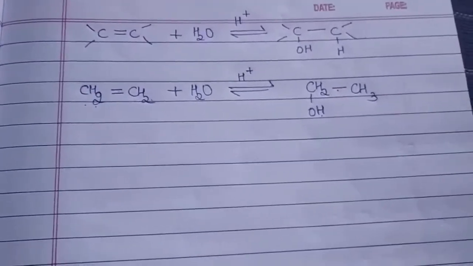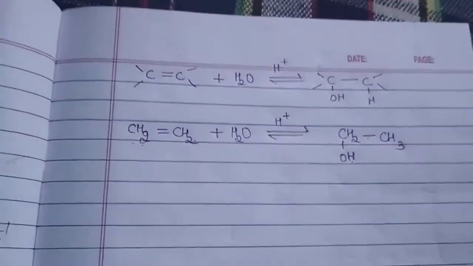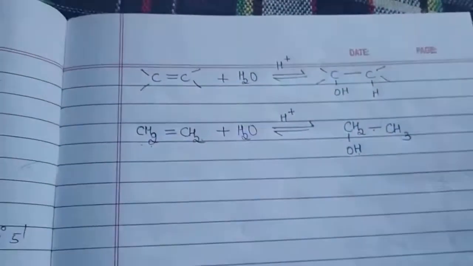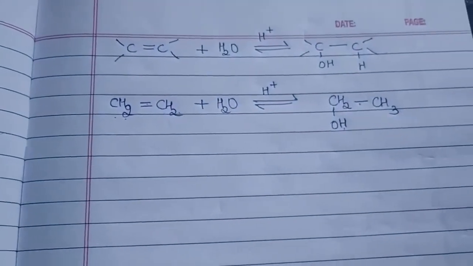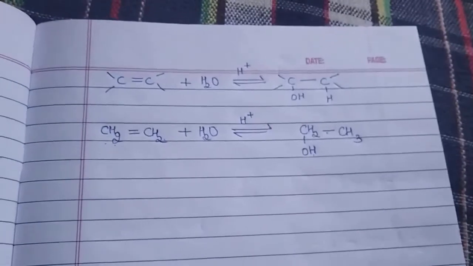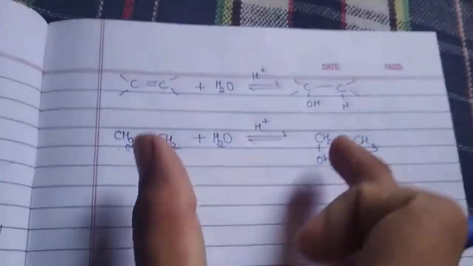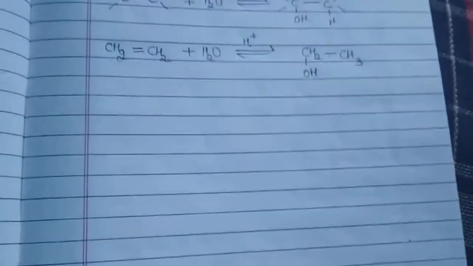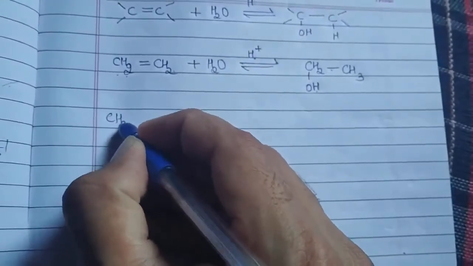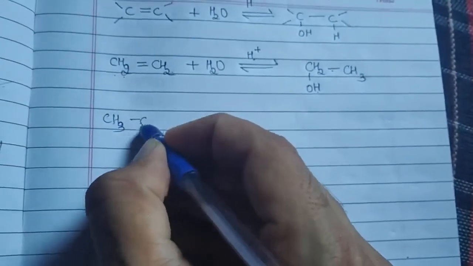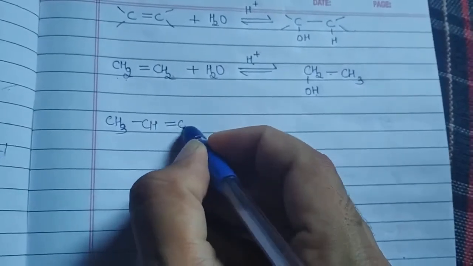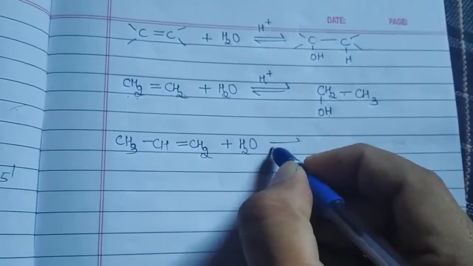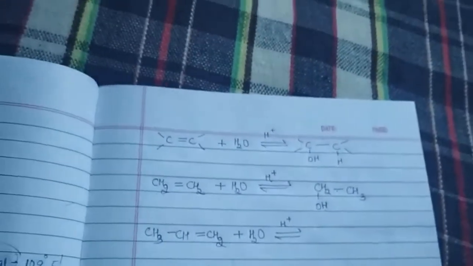Is that clear? Okay. So now this was okay. I have taken a symmetrical alkene, that is ethene, and I have got ethanol. They can ask you a question: how can you convert ethene to ethanol? So you have to write this reaction, and do remember acid catalyzed is very important. But now if I give you a reaction in this way, CH3 CH double bond CH2 plus water in the presence of acid, can you give me the product?